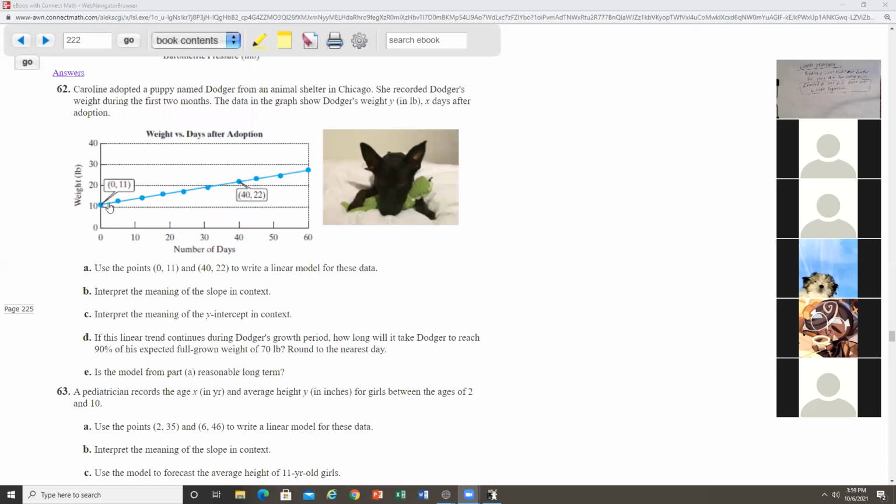And ladies and gentlemen, this is all the points plotted back in problem 62. By the way, there is Dodger. That's the puppy that was adopted. Dodger.